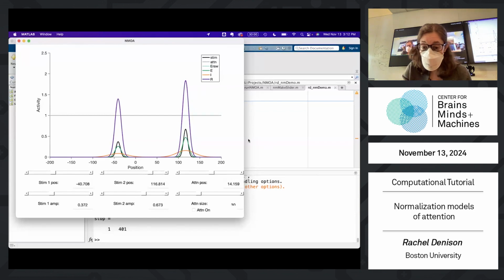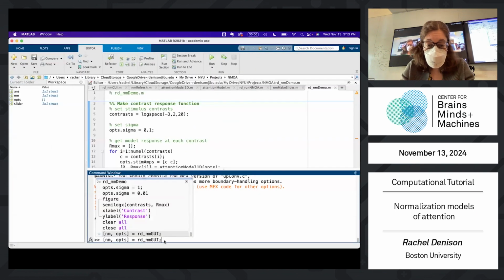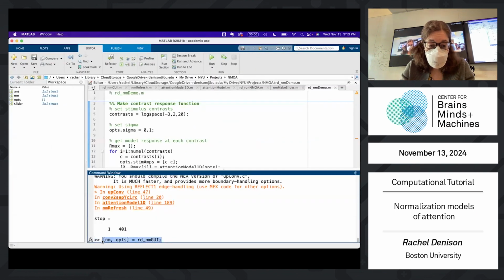Okay, so to run it, I'm going to put this in the chat. To run this, you're going to do this thing here, and that will give you the GUI. Okay. We're good. Okay, incredible. First thing passed.